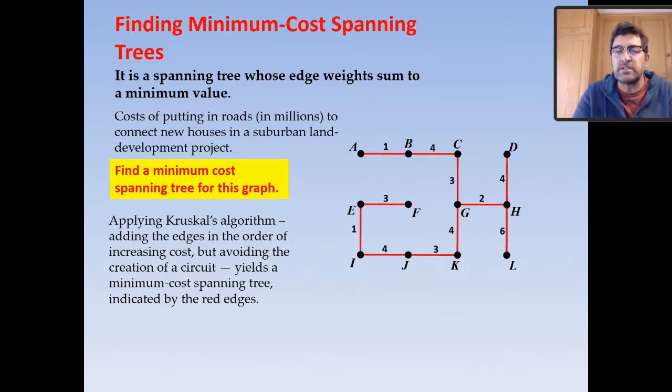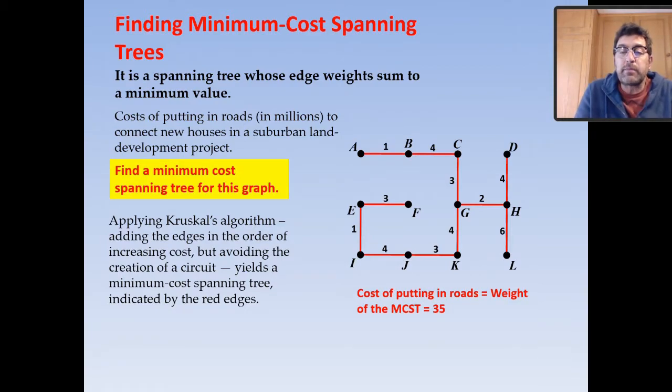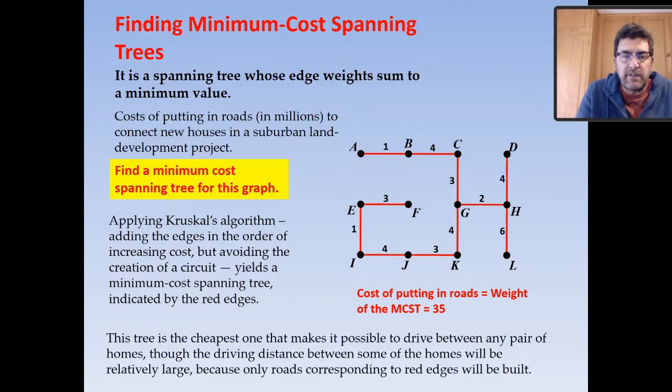Okay, if I remove the edges we haven't used, that's what it looked like. You can see clearly that that is a minimum cost spanning tree. Okay, now we can find the weight of that minimum cost spanning tree by just adding the total number of weights, which gives us a cost of 35. So the tree is the cheapest one that makes it possible to drive between any pair of homes, if A, B, C, D are homes in this new development.